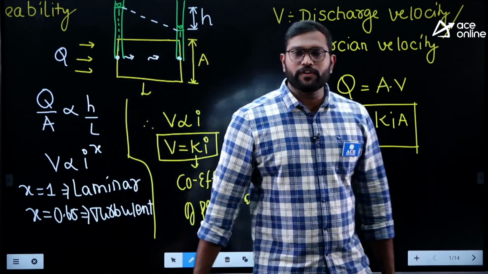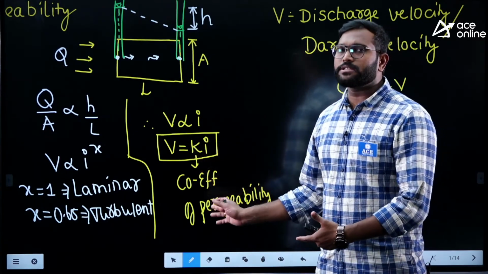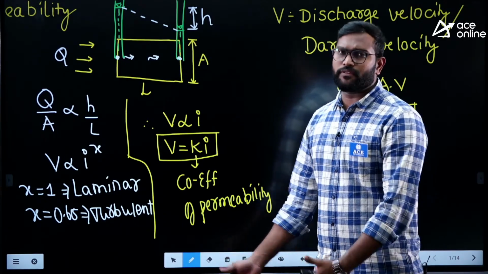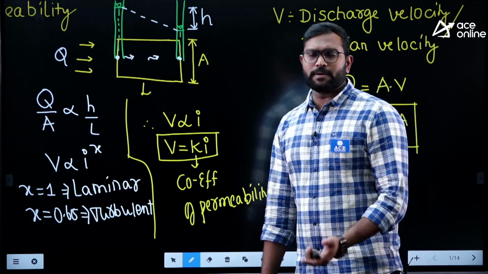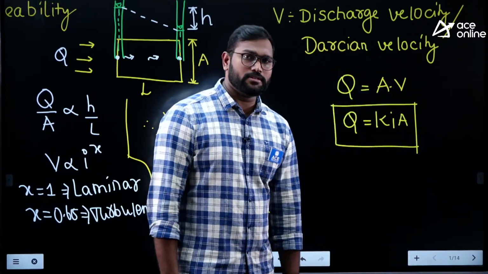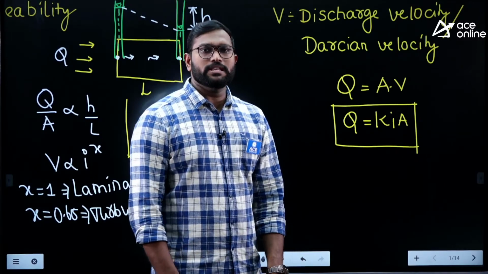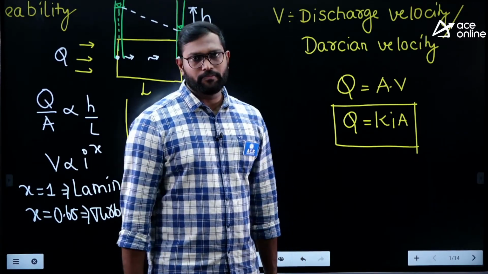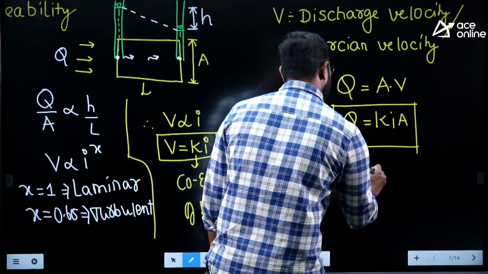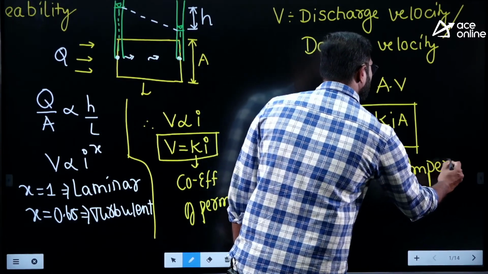where K is nothing but the coefficient of permeability. And this coefficient of permeability has the same units as the velocity. What are the units of velocity? Meter per second, centimeters per second, or mm per second. So K will also have the same units. Based on the K value, we say whether the given soil is permeable or impermeable. If the K value is less than 10 to the power of minus 7 centimeters per second, soil is said to be impermeable.